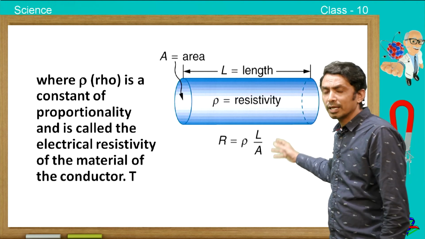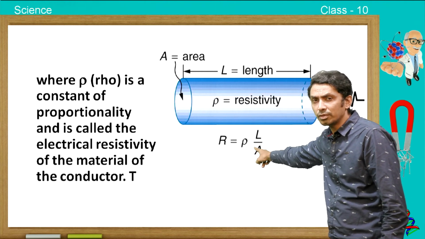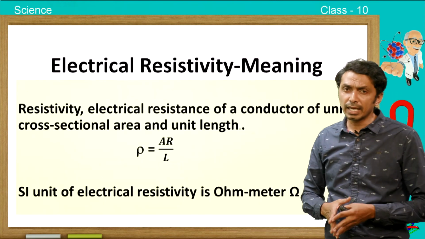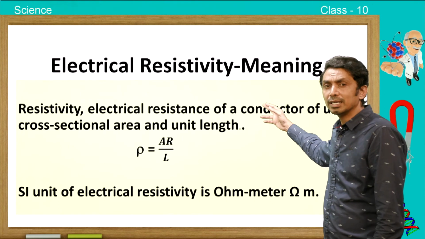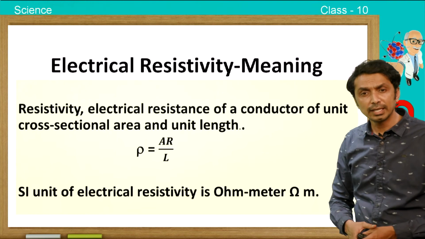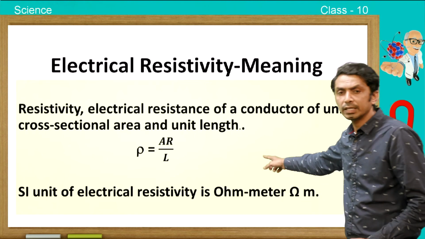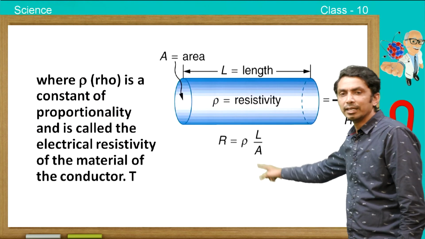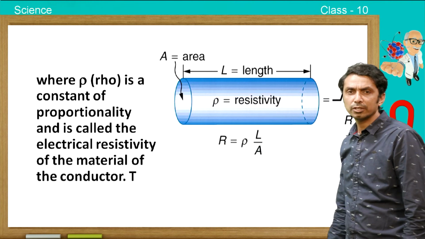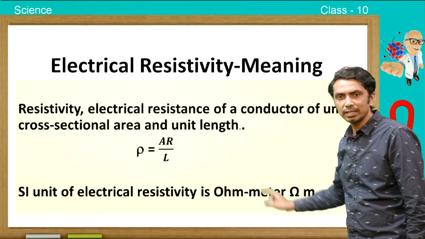So those decisions are made by this one key element called electrical resistivity, which is denoted by this symbol rho. So what is the electrical resistivity? Resistivity is the electrical resistance of a conductor of unit cross sectional area and unit length. Rho is equal to A into R by L. How did we get this? Here we have cross multiplied A into R, and L we have transposed to the denominator. So we get rho is equal to A into R by L.